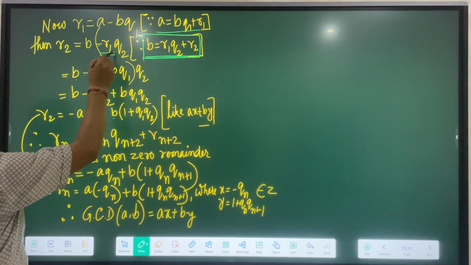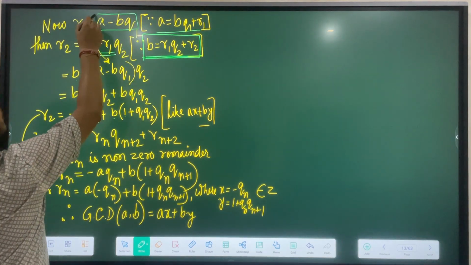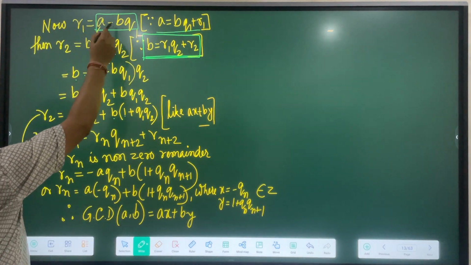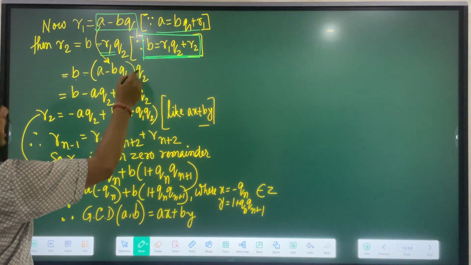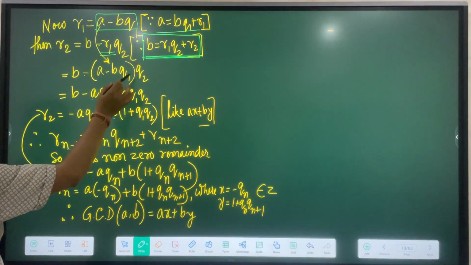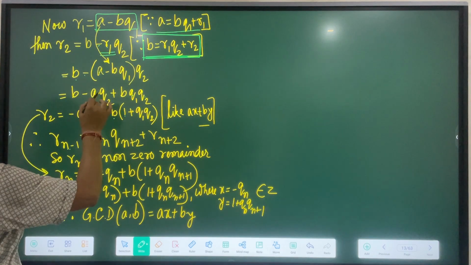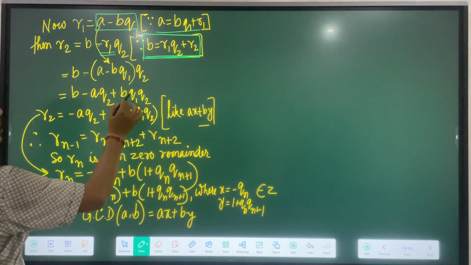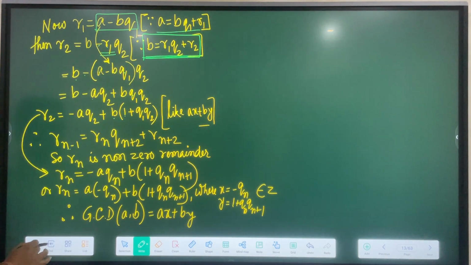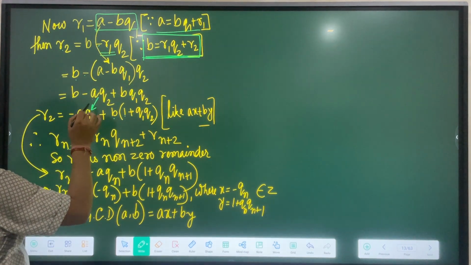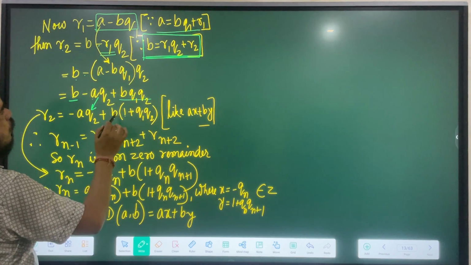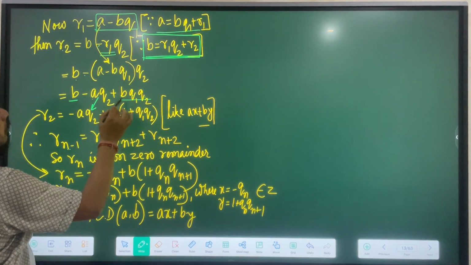In place of R1, putting the value of R1. R1 is A minus BQ1. So B minus (A minus BQ1) Q2, Q2 as it is. Now just multiplying A into Q2, AQ2, BQ1 Q2. So R2 is equal to minus AQ2 plus BQ1 Q2. B is taken common, so 1 plus Q1 Q2.